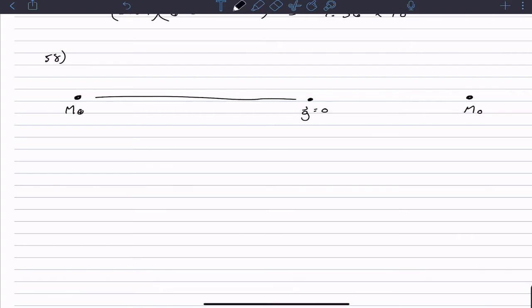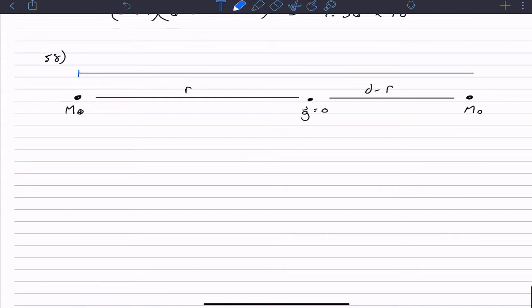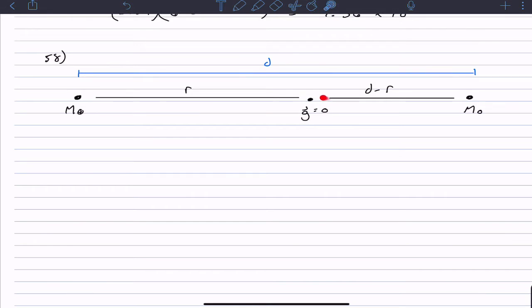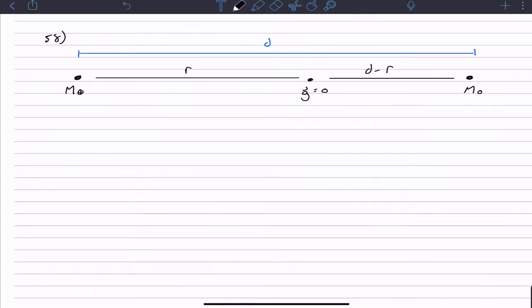So we have this distance here. We'll call this distance r. We have this distance here. We'll call this distance d minus r, because the total distance, recall, is d. Since we can shift this point around to try and figure out where this is going to be 0, we'll call this d minus r. So this is whatever's left. This is d, this is r, and this is d minus r.